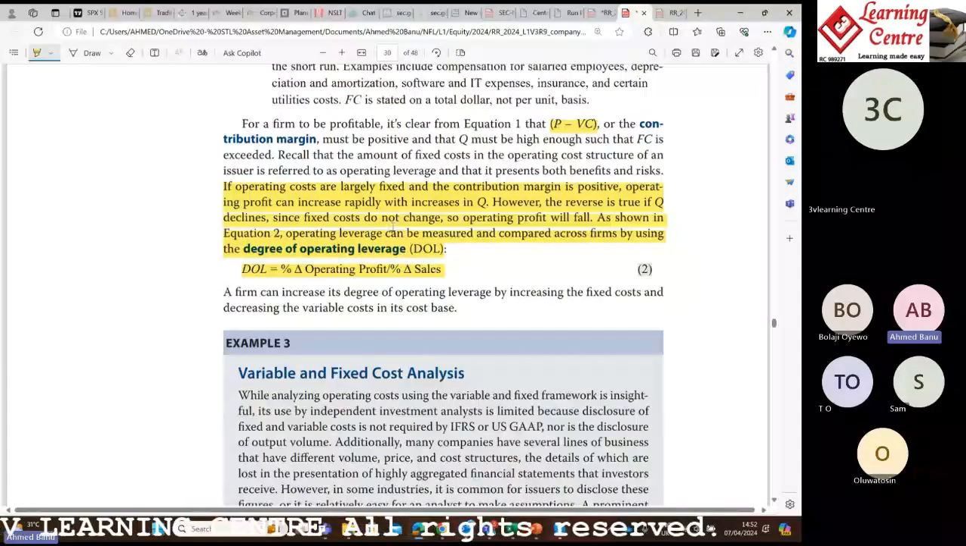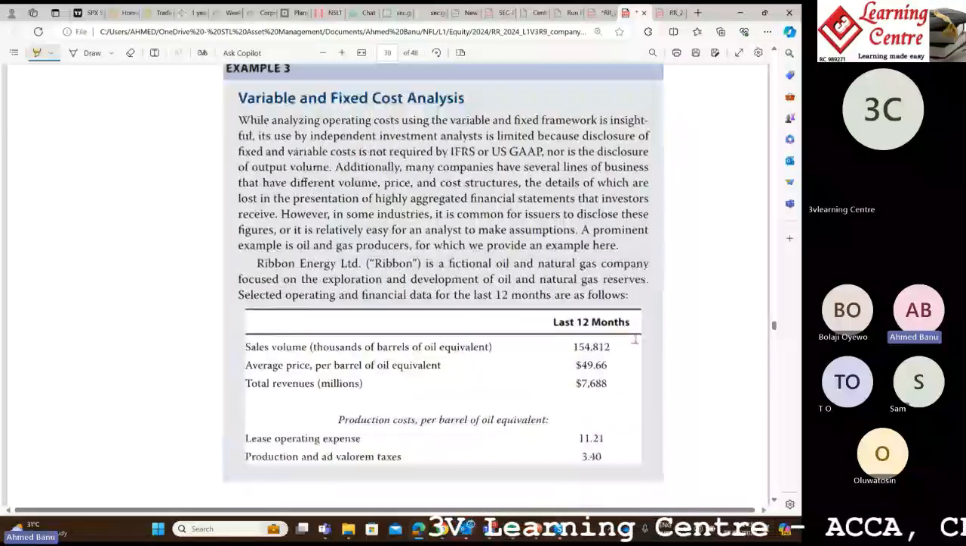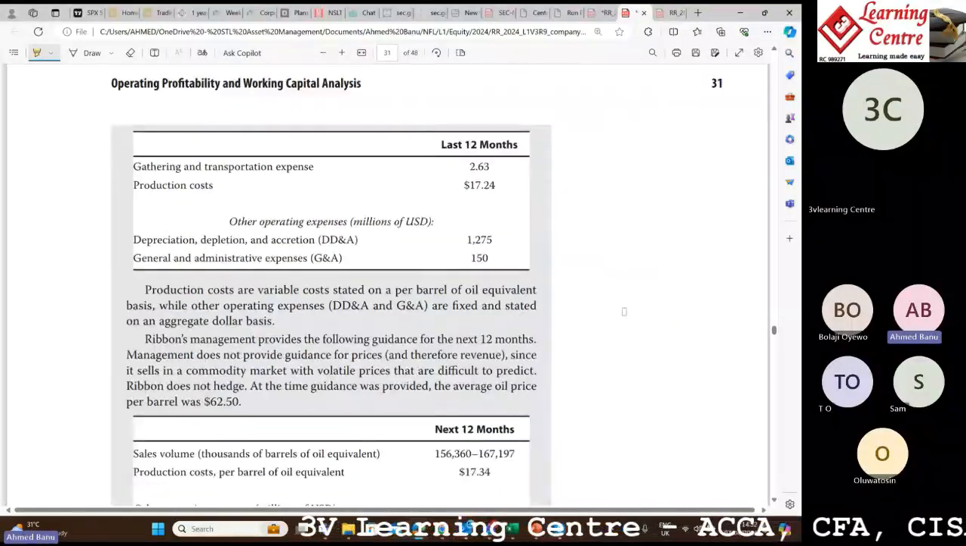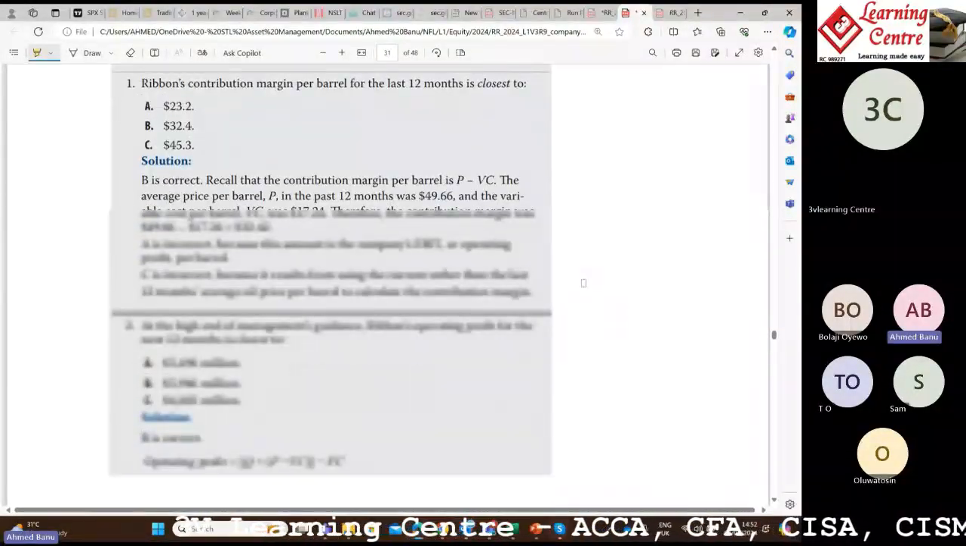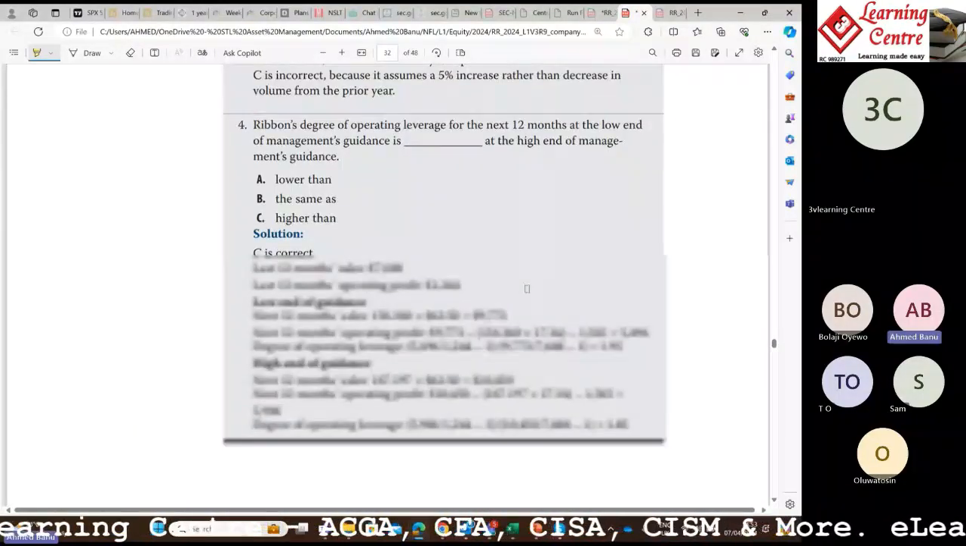So what I'm just trying to say here is your degree of leverage shows how your sales flow into your operating profit. So the larger your degree of leverage, the more your sales will flow to operating profit. And your degree of leverage is higher if you have more fixed costs than variable costs. Okay. So moving on, like I said, this material has a lot of examples that you can look at.